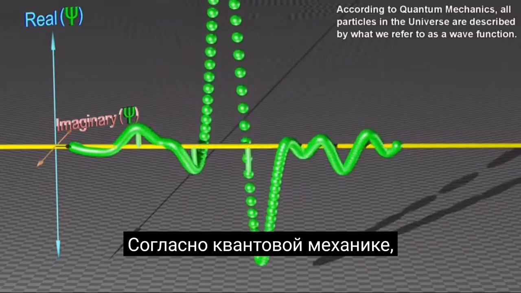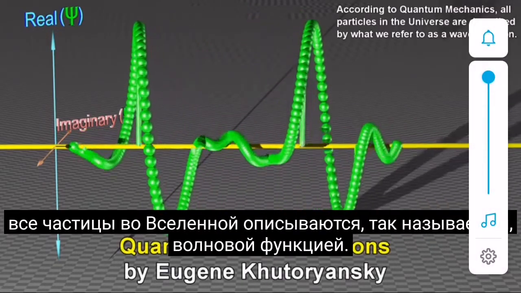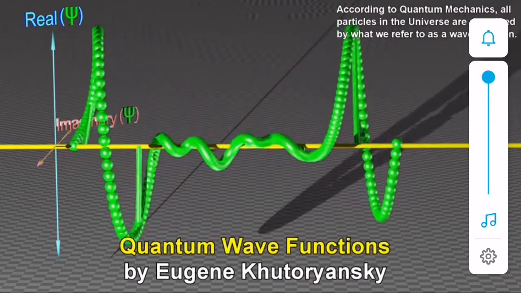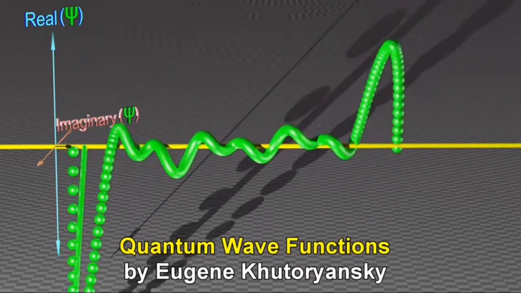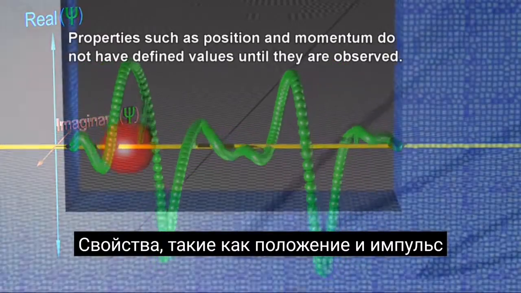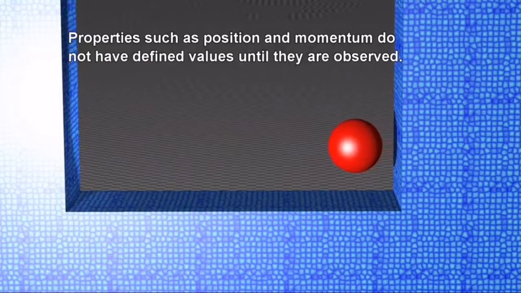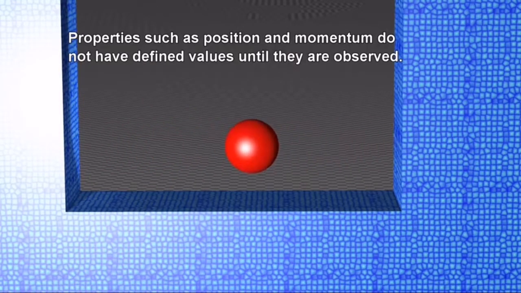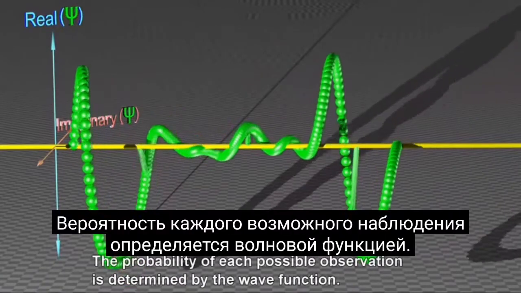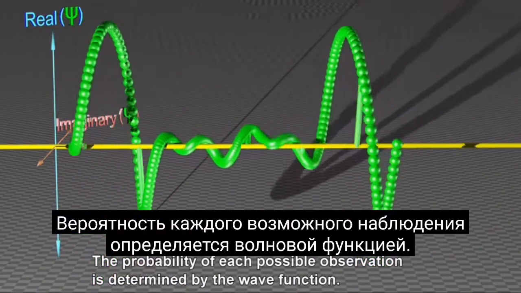According to quantum mechanics, all particles in the universe are described by what we call a wave function. Properties such as position and momentum do not have defined values until they're observed. The probability of each possible observation is determined by the wave function.